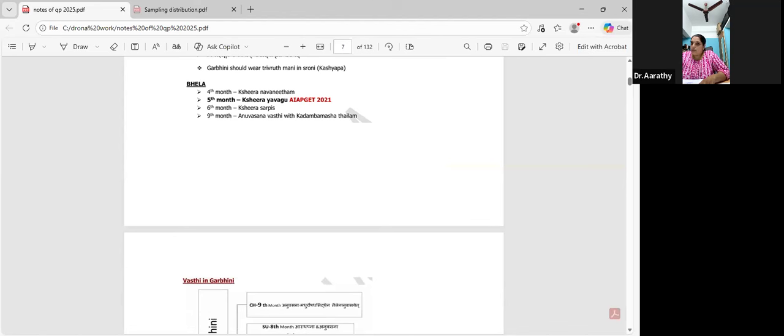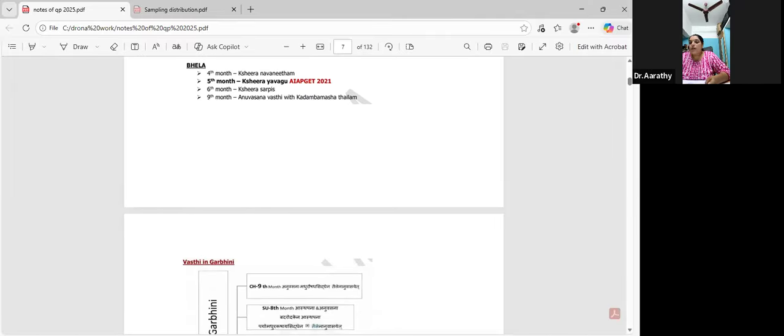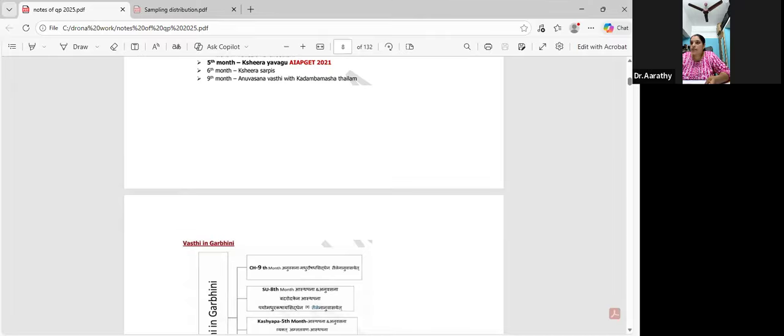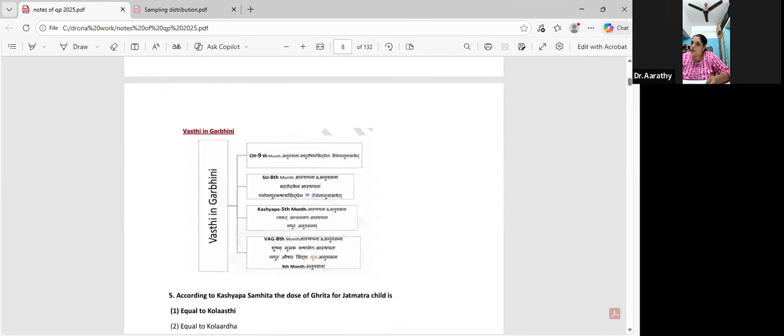And Bhela's 5th month regimen, that is Shira Yavagu, has been asked in 2021. So make sure you go through those regimens also, because we might skip some of these points with some not so important acharyas. But as far as last year's, that is 2025's exam is concerned, it's not like any particular topic has so much importance and some topics have no importance. No, the questions have been coming from all over. Okay, so please see that you give more or less equal importance to all those points.